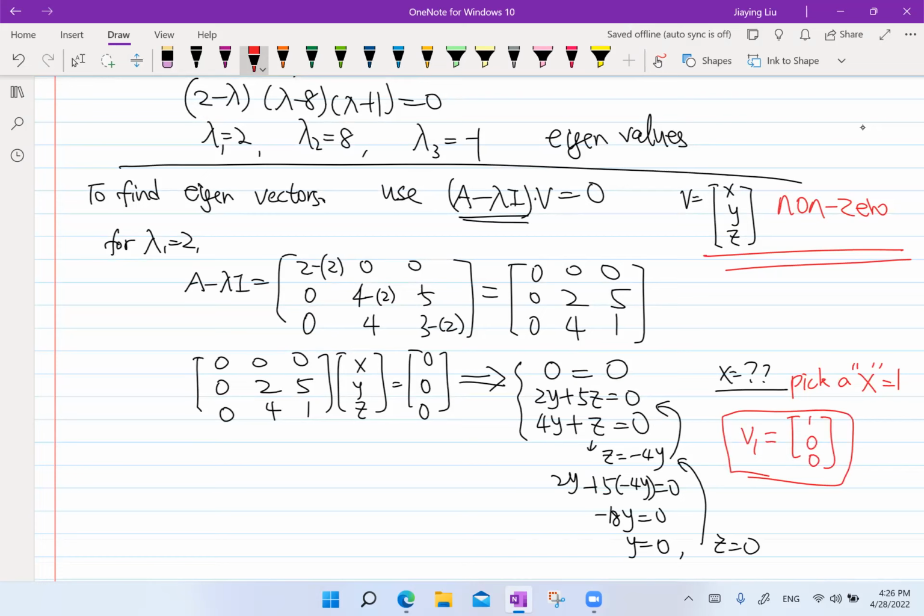So whenever there's some variable that you can't solve for directly, just pick a value for it. If we can solve for it directly, even if it's 0, then we keep the 0 value. Like in this case, the y and the z. We cannot pick any value for y and z. They have to be 0, right? But the x we can pick. Any questions on this first eigenvector?